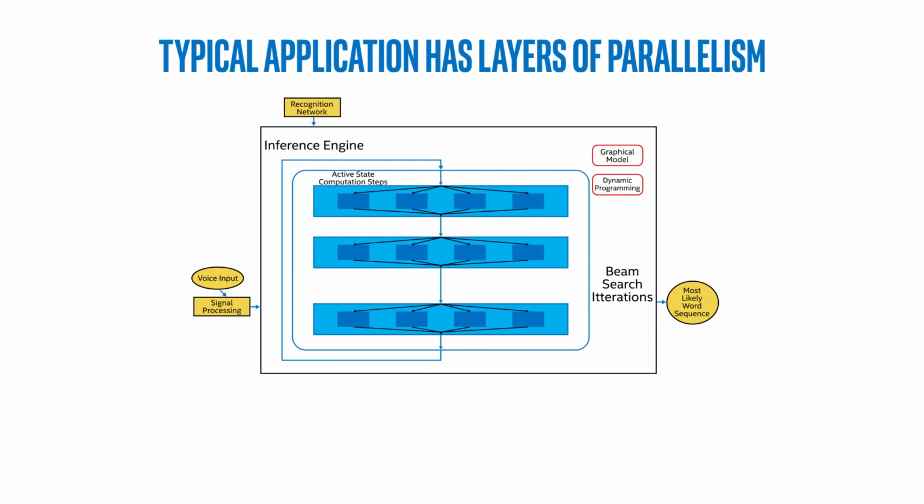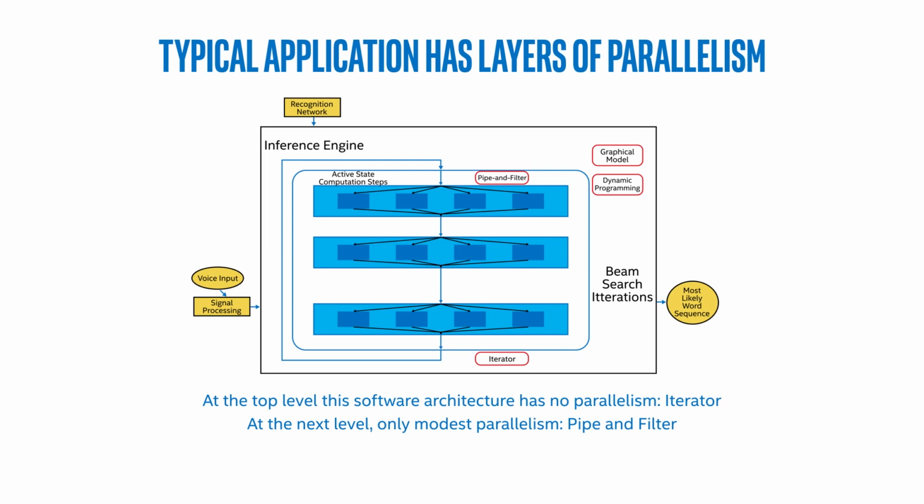As we've seen in some of our examples, such as speech recognition, a typical application has layers of parallelism. If you look at our speech recognition system here, at the very top level, we have an iterator, which has essentially no parallelism. At the next level, we see a pipe and filter structure, and again, we may be rather disappointed because we found only a modest level of parallelism. And yet, in fact, we found quite a lot of parallelism in this application when we looked at the next level, where we were able to apply MAPREDUCE and find massive data parallelism.